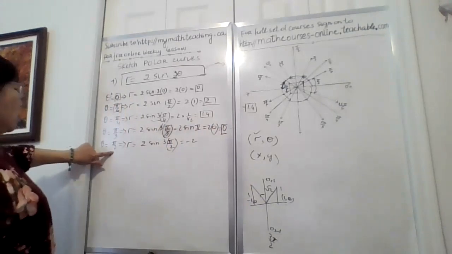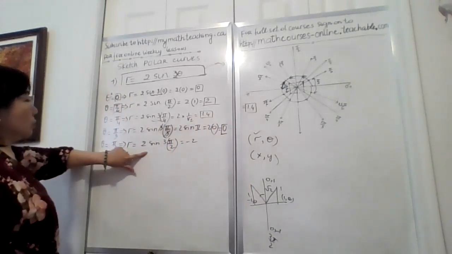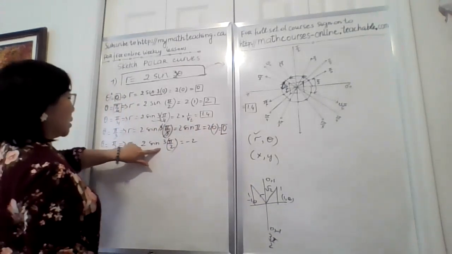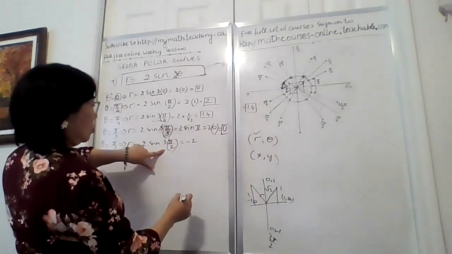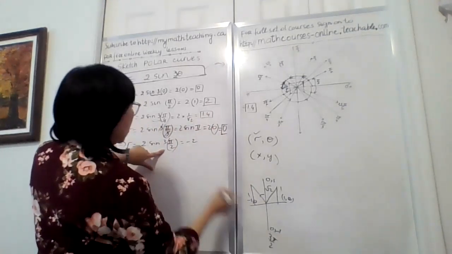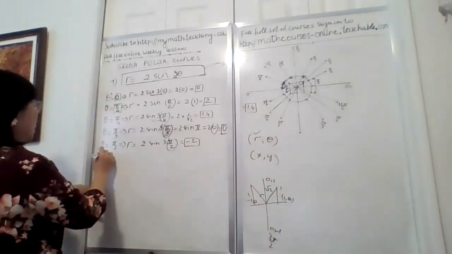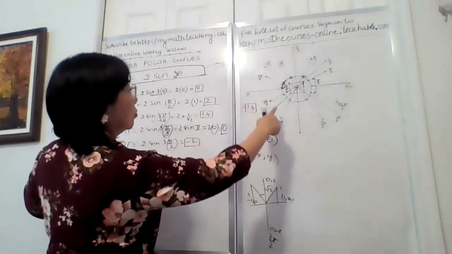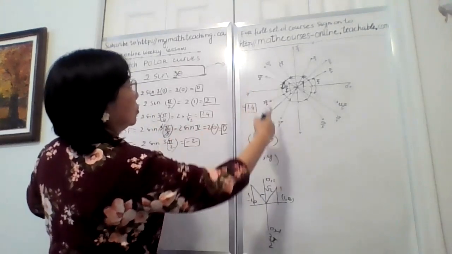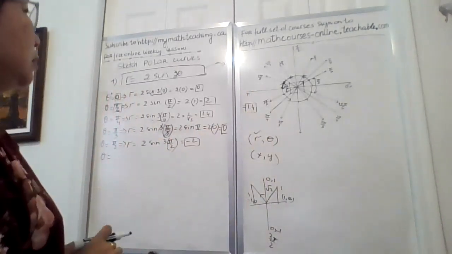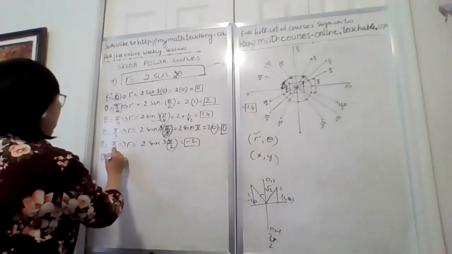Okay. So if theta equals pi over 2, R equals 2 sine 3 pi over 2. 3 pi over 2 is down here, so minus 2, that's right. So now if theta equals pi over 2. Now, let's go to 2 pi over 3.